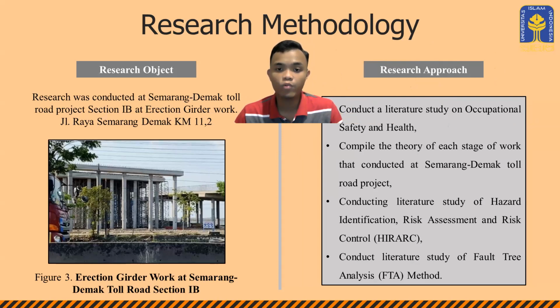For the research approach here, first we conduct a literature study on occupational safety and health. Second, we compile the theory of each stage of work conducted at the Semarang-Demak toll road project. Third, we conduct a literature study of hazard identification, risk assessment, and risk control, or we could make it shorter as the hierarchy method. After that, we conduct a literature study of the FTA method itself, or fault tree analysis.